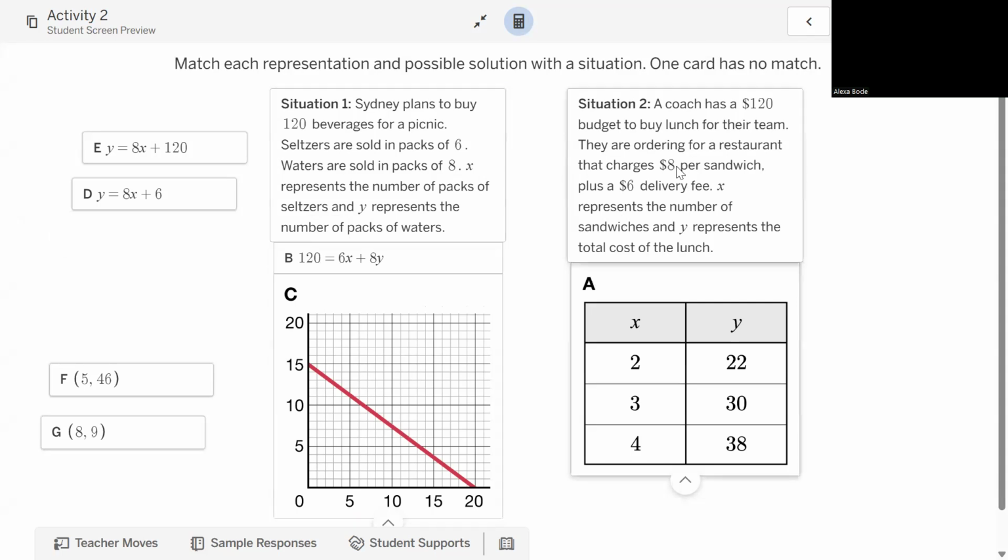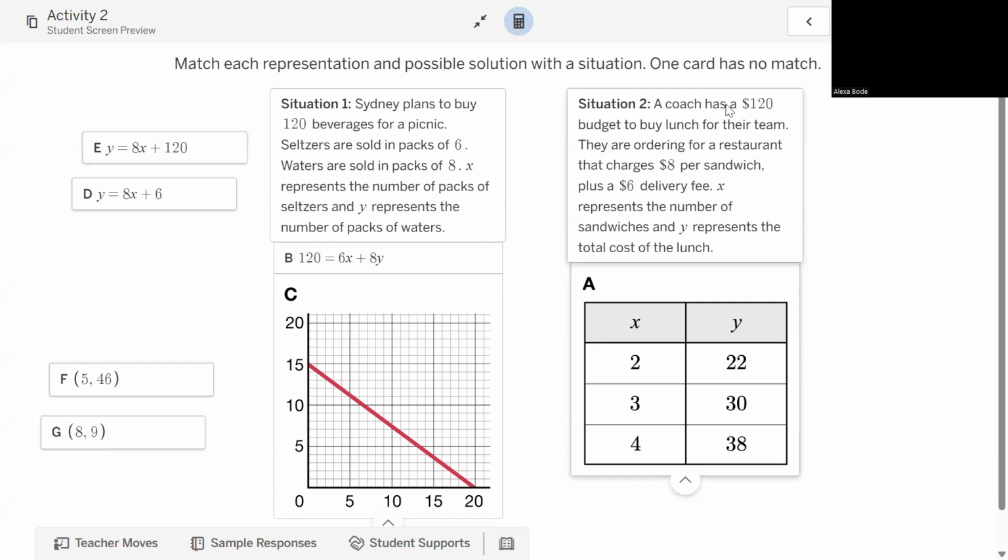Situation 2, we have $8 per sandwich plus a $6 delivery fee. So you need to know which one is your slope and which one is your y-intercept. So your slope is that unit rate, $8 per sandwich. Your y-intercept is the starting amount or the initial fee. So these ones here are kind of written to trick you. Is that the 120 or is that the $6?